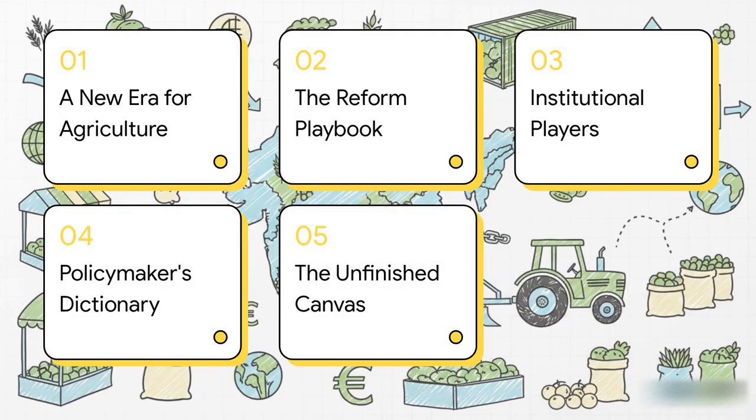First, we'll set the scene, get the context. Then, we'll walk through the 6-step reform playbook. That's the core strategy. We'll meet the key players who made it all happen, quickly define some must-know terms, and finally, we'll look at the big question, what's next? A full briefing, all right here.